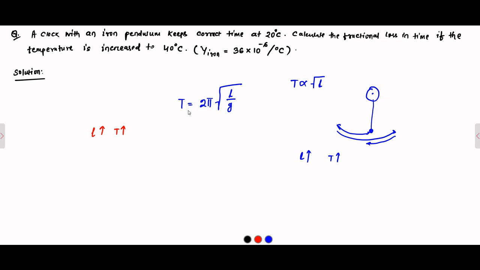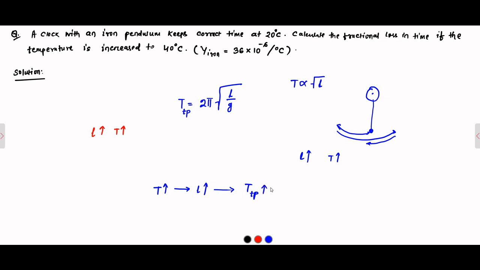First is the time period. I will use a subscript t for time period, and simple capital T for temperature, to differentiate between these two symbols. So as temperature increases, that leads to an increase in length, and as length increases, that leads to an increase in the time period of oscillation of the pendulum.